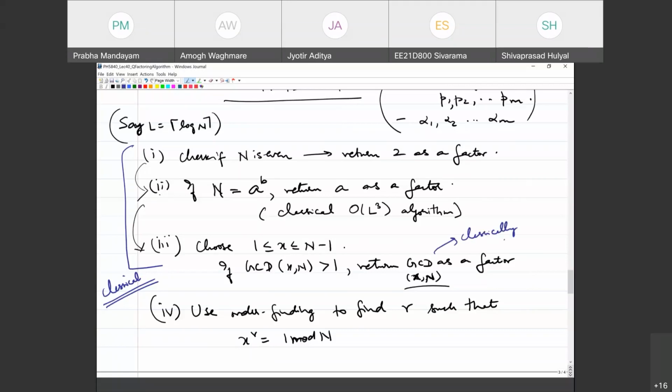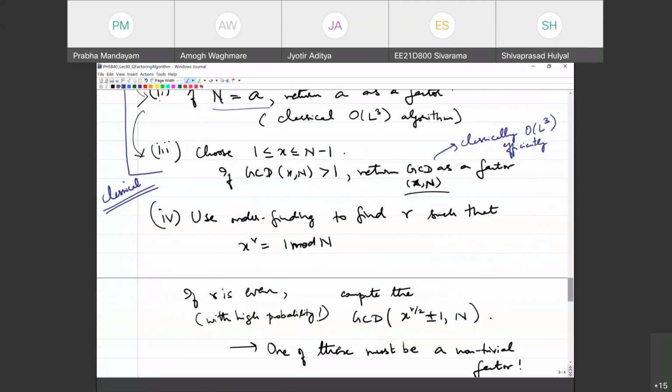If I remember correctly, this is order L cube. Right? Checking whether n is simply a power of the form a to the b is also efficient classically. The key step, which was the hardest step classically, was the order finding, and we now have an efficient quantum algorithm to do that, right? So this is the only quantum step in the factoring algorithm, and this step is as efficient as the other classical steps. So this also is of order L cube.